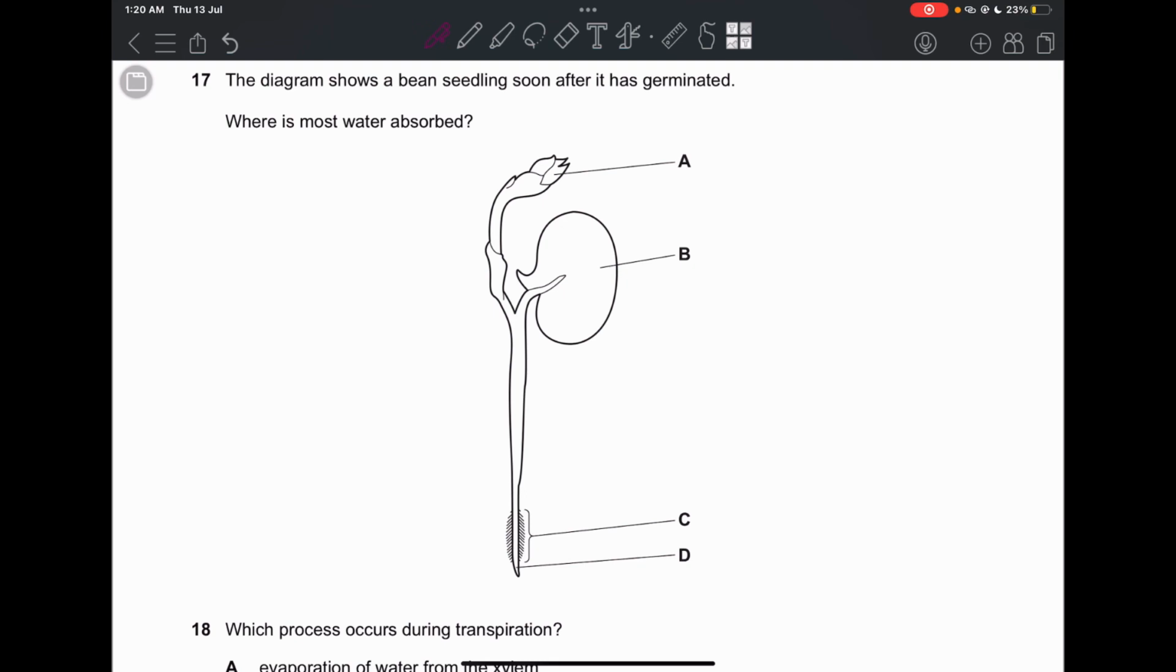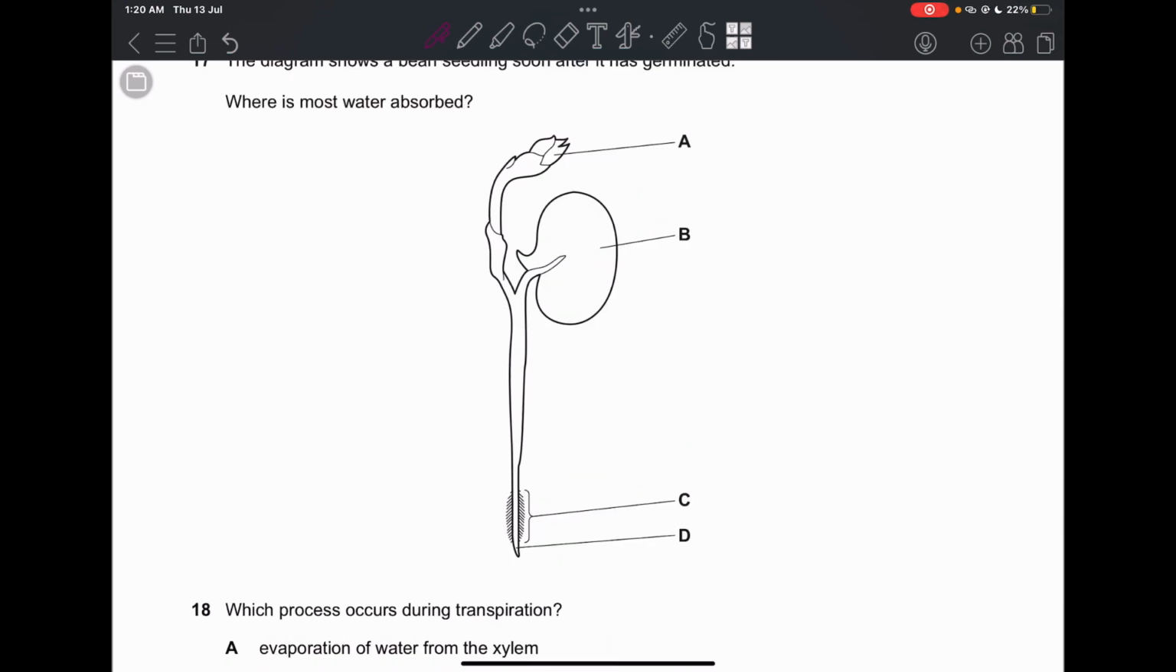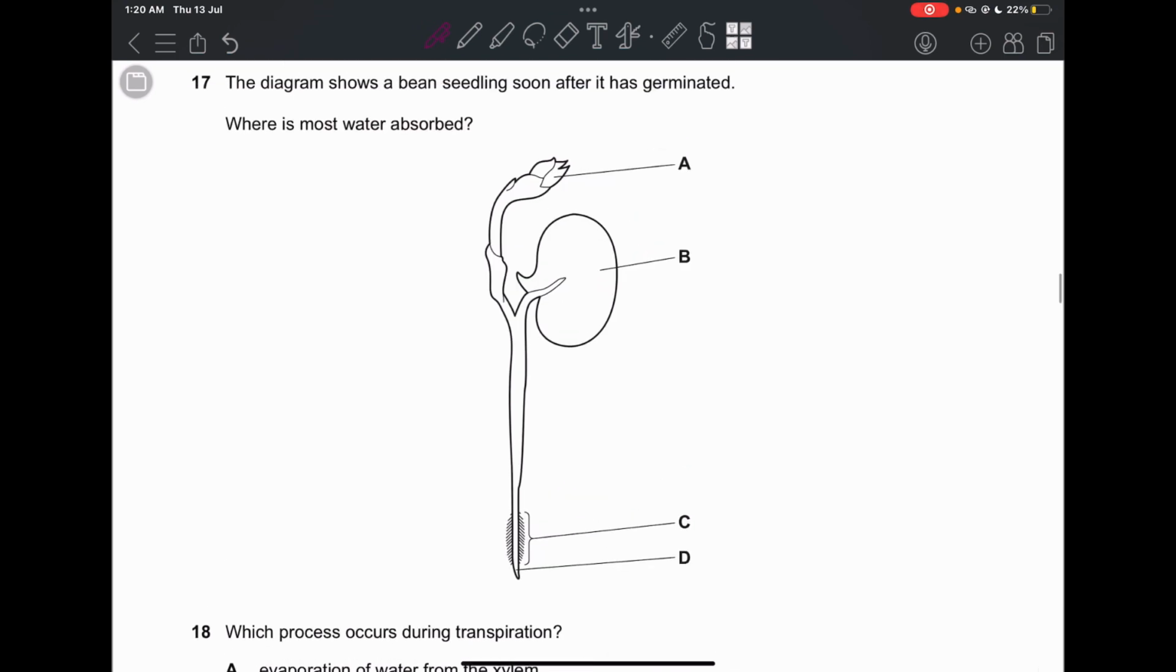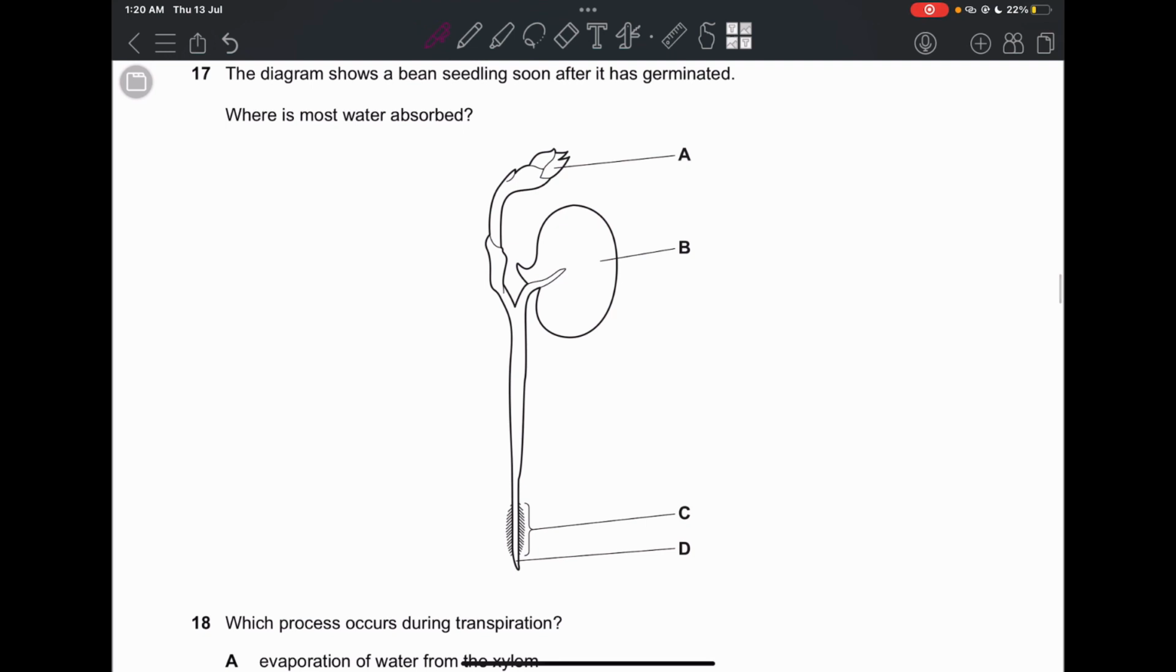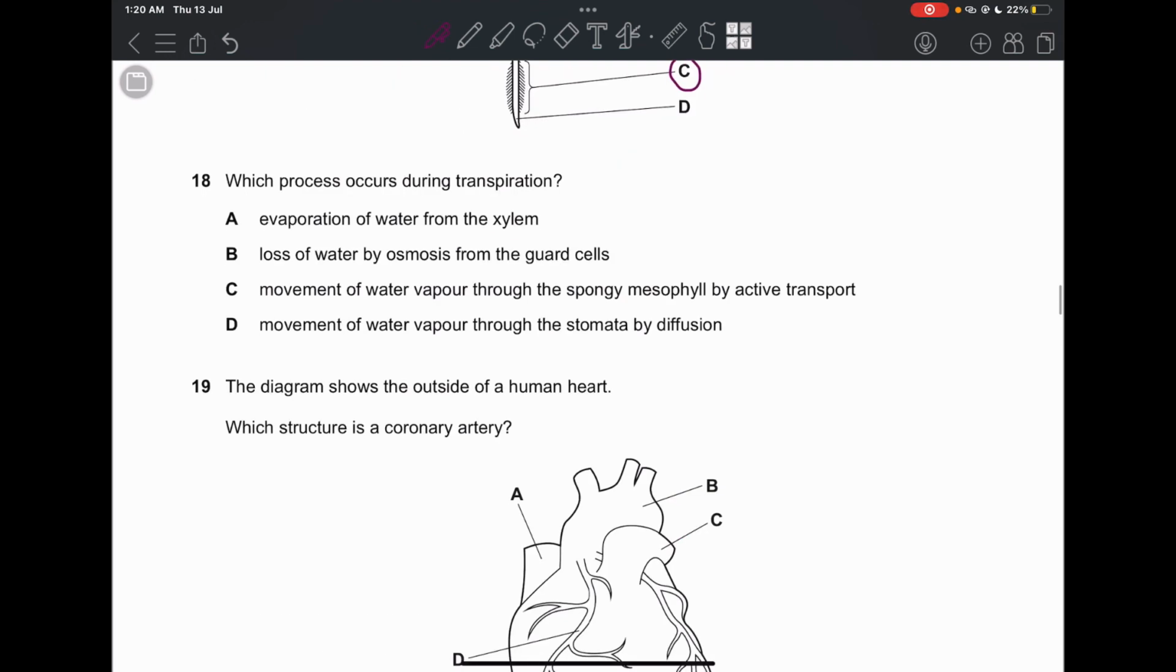17. The diagram shows a bean seedling soon after it has germinated. Where is the most water absorbed? Now we all know that the water is mainly absorbed from the roots, so it's going to be C over here, around the root hair cells over here.